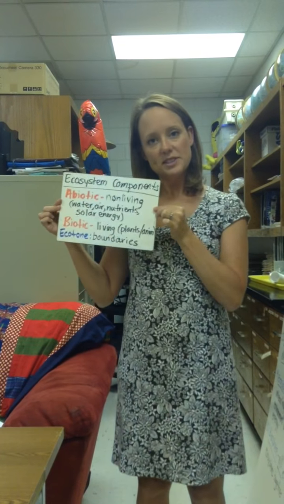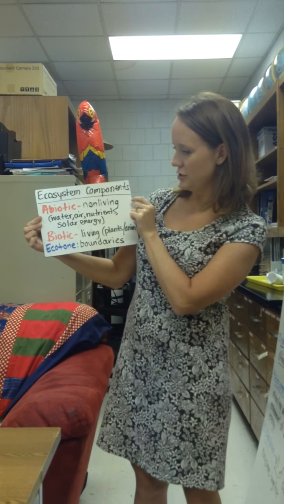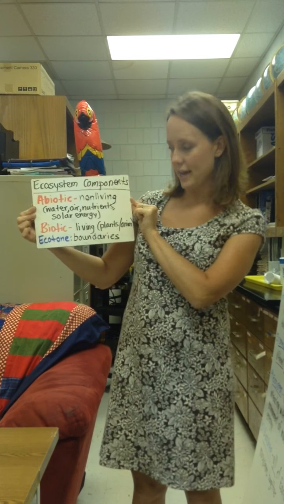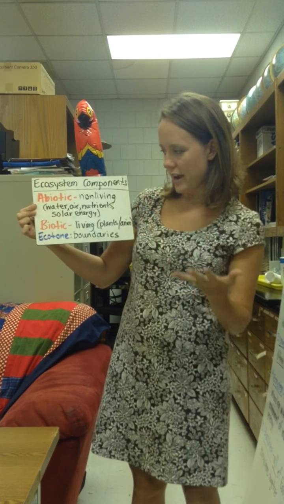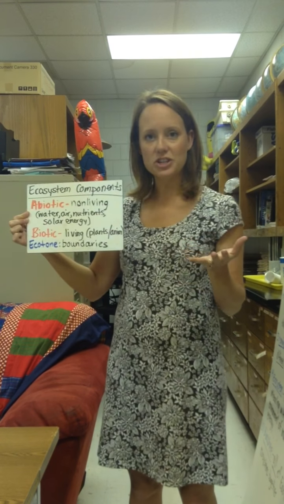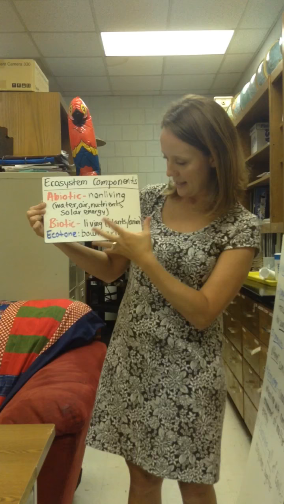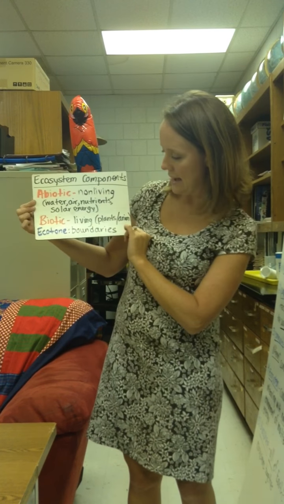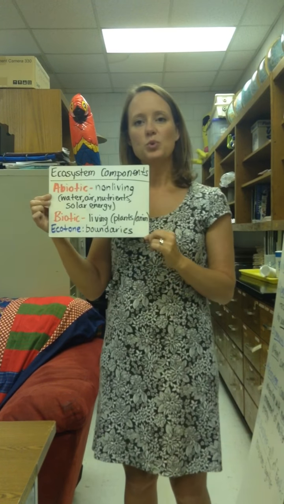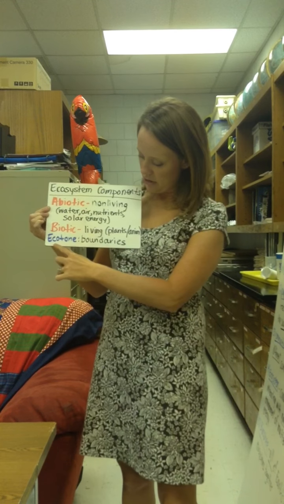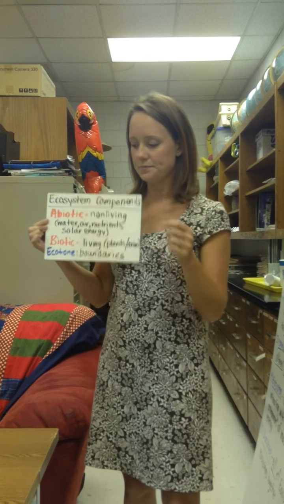We mentioned that ecosystems are made up of both living and non-living components. We refer to the non-living components as abiotic. Water, air, nutrients, energy, those would fall into that category. All of our living components are biotic, so plants, animals, anything else that is alive. The boundary between 2 ecosystems is known as an ecotone.